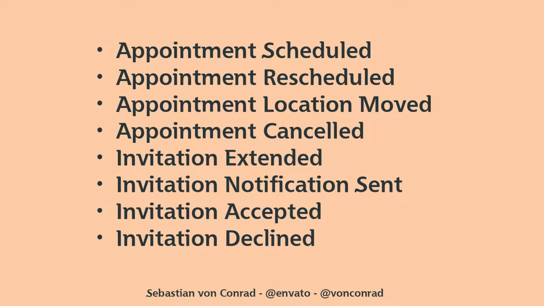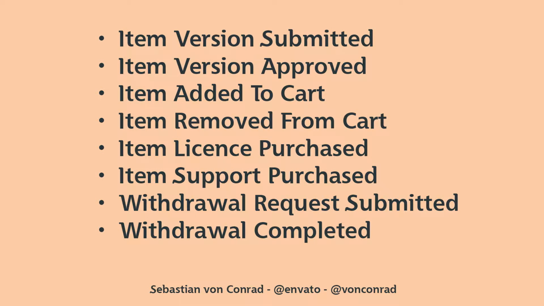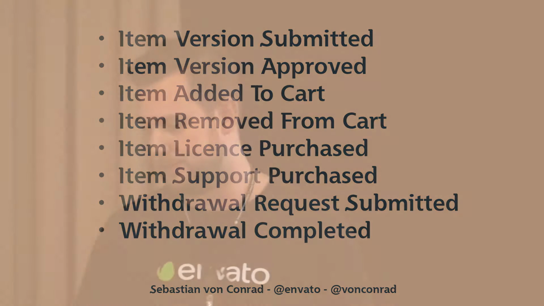So if we take, let's say, a calendar domain, which is a domain that hopefully you are all familiar with, in an event-sourced world we would see events like appointments scheduled, rescheduled, we've moved the location of it, it's been canceled, we've extended an invitation to someone, we've sent notifications, and accepted and declined invitations. These are the kind of events that we're talking about. In my domain, where I come from, we basically have an e-commerce site, we have items. These are the products that are being sold. They can be submitted and approved, they can be added and removed from shopping carts. They can be purchased, we can have withdrawals, and so on and so forth. These are the type of events that we have to deal with.